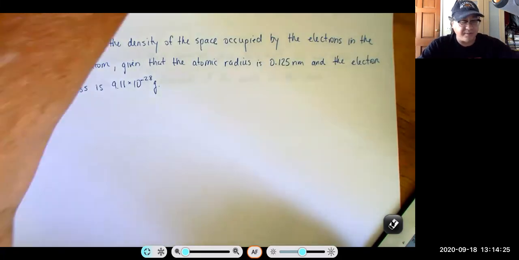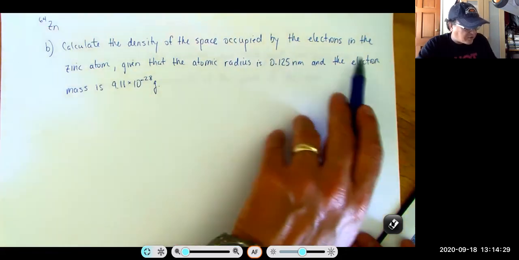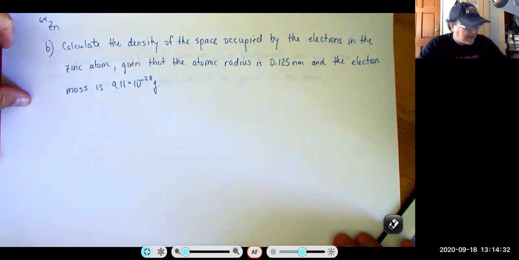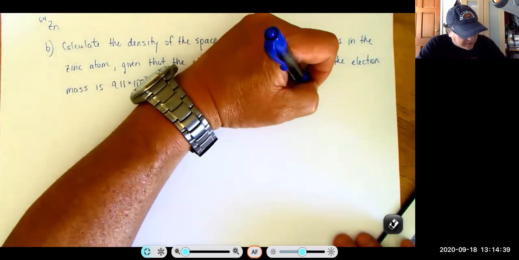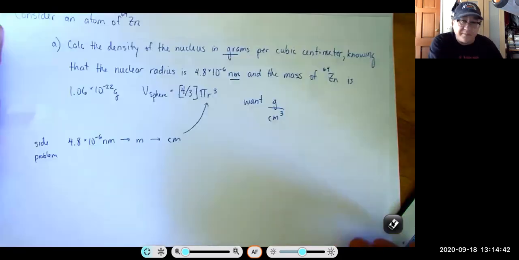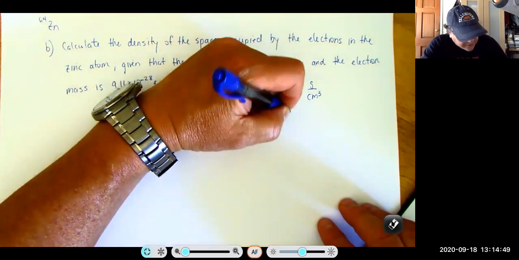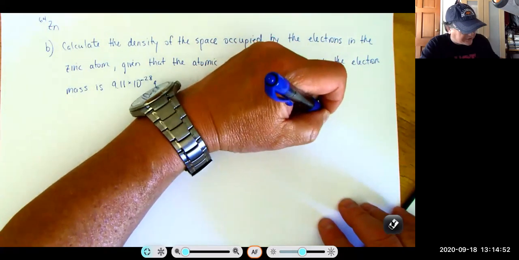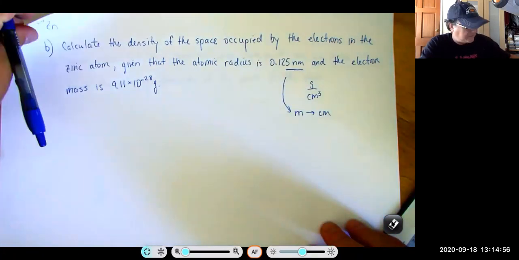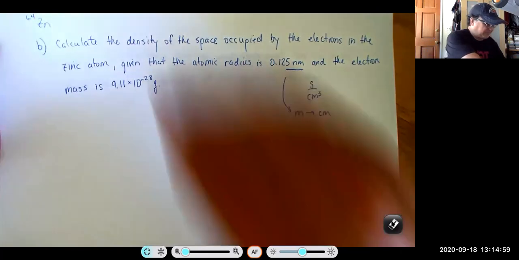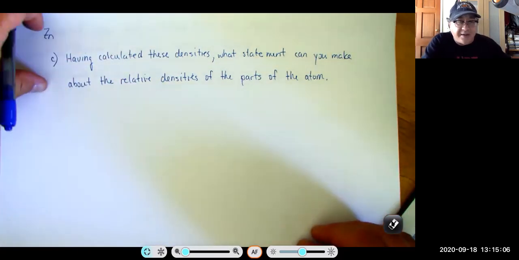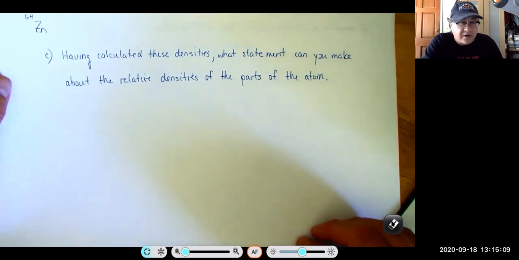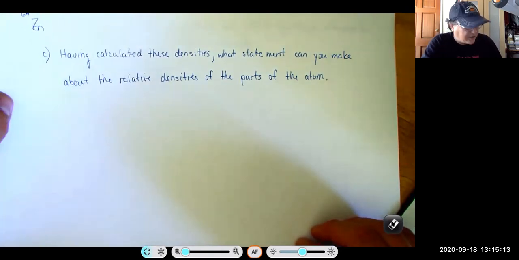This is based on the same problem. Calculate the density of space occupied by the electrons. And here, they want the density in grams per centimeter cubed, because in the previous problem, they wanted grams per centimeter cubed. So I would take this, turn that into meters, and then turn that into centimeters, so I could use the same formula. And this is the same problem. When you calculate those two densities, what do you find out about the density of where the nucleons are compared to the density of where the electrons are?